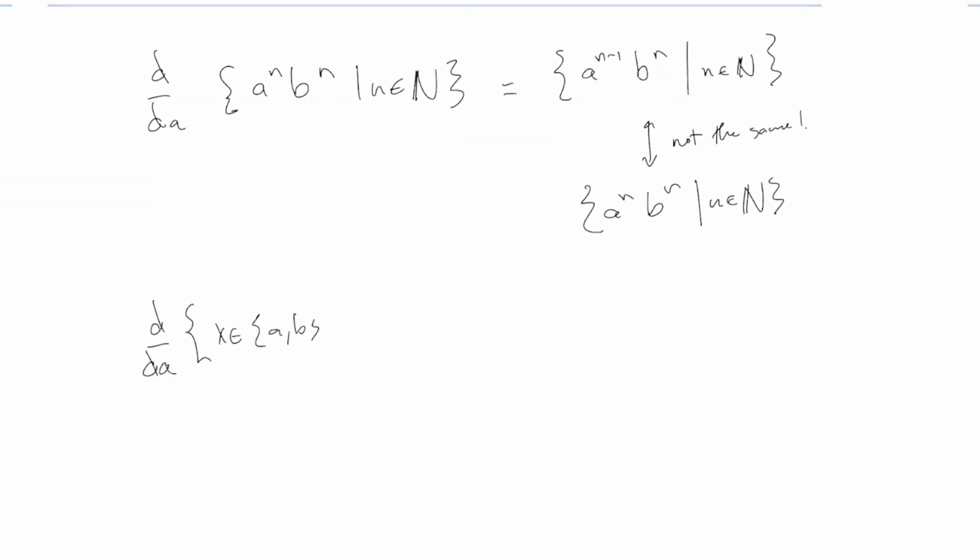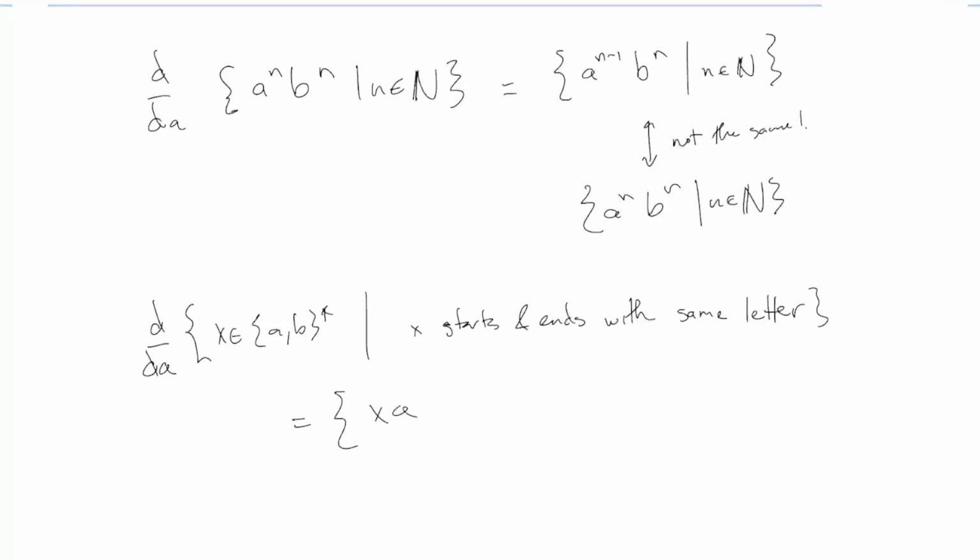X in {a,b}* such that X starts and ends with the same letter. This is inspired by something that appeared on the test, where I asked you to give me a regular expression for that. X starts and ends with the same letter. I'm doing the derivative with respect to a. Any ideas? Yeah? Is it Xa? Xa, he says. Yeah, I think so. So he said Xa. Yeah, why is that?